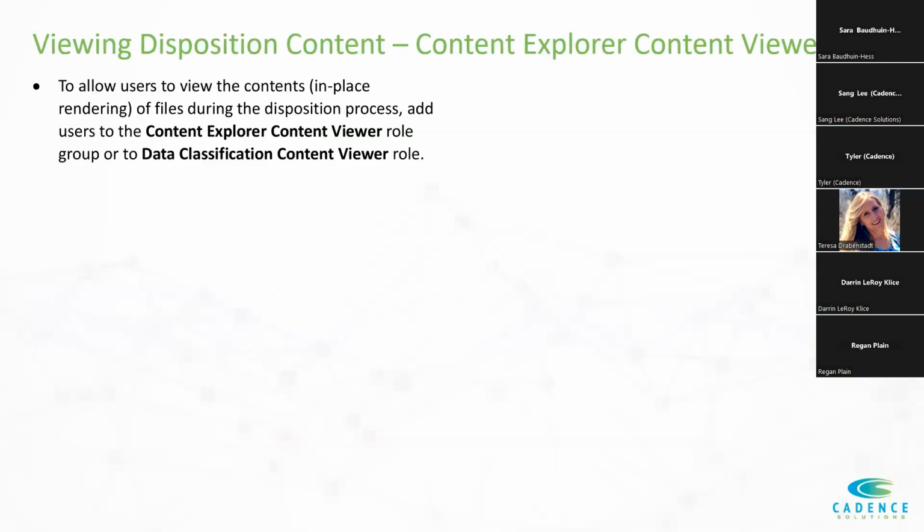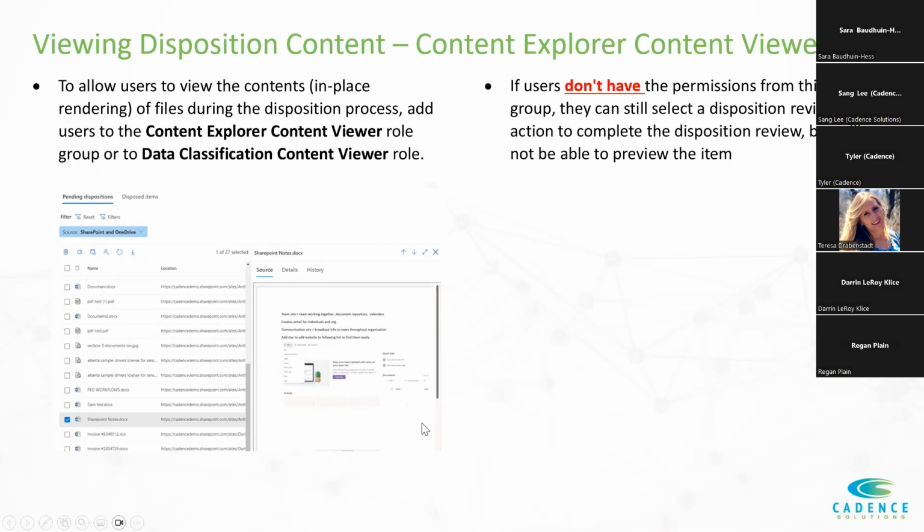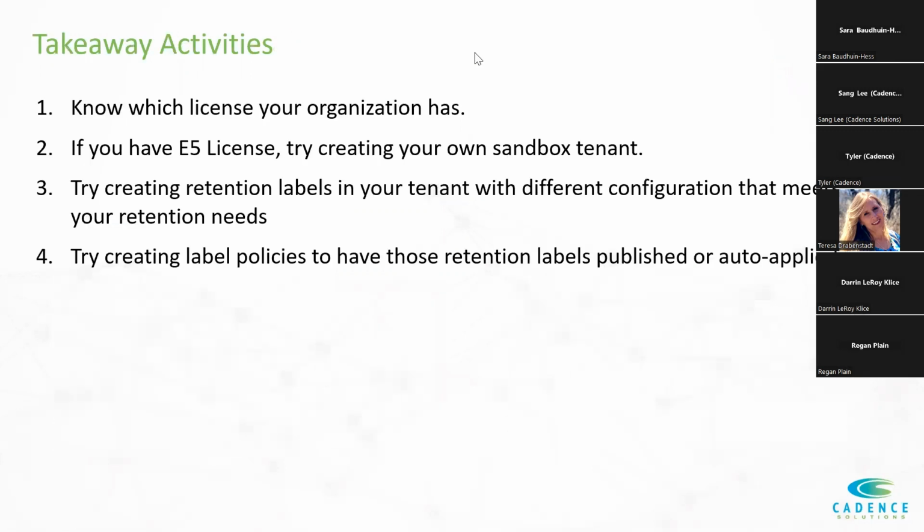And I did mention that you need the data classification content viewer role, or assign disposition reviewers to the Content Explorer Content Viewer role group. This is because in order to see this little preview of the document, you need this role or this role group. Otherwise, what you're going to see is an access denied error. You will not be able to see the contents, which does not make sense if you are trying to dispose that item.